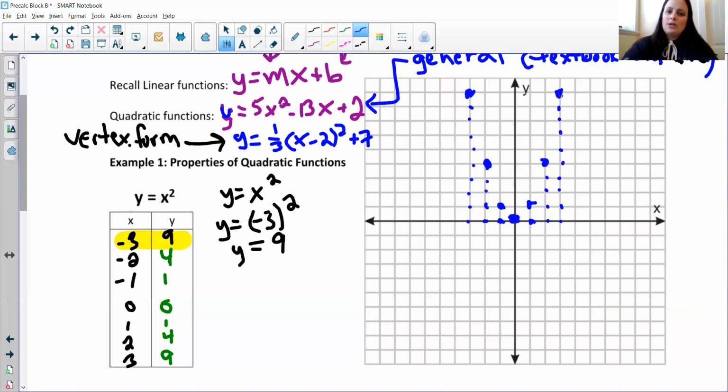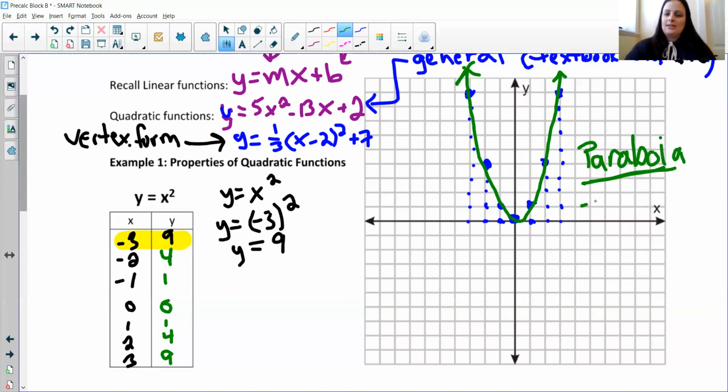Okay. So if you were to join those dots or sketch this, it would look like this. Okay. So it's kind of like a little cup. We call this a parabola. Parabolas are for quadratics. Okay, we call them quadratics, and it involves trinomials.